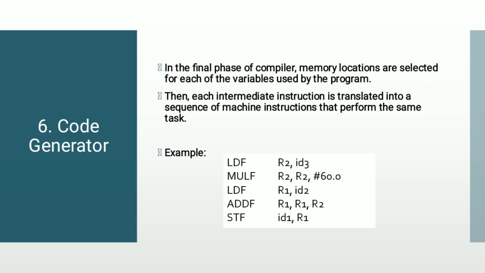Last, in the final phase, is code generation. In the final phase of the compiler, memory locations are selected for each of the variables used by the program. Then, each intermediate instruction is translated into a sequence of machine instructions that perform the same task. For example, taking the previous code, we turn this code into assembly language, which the machine will better understand.